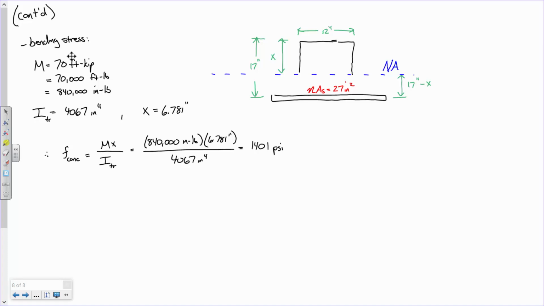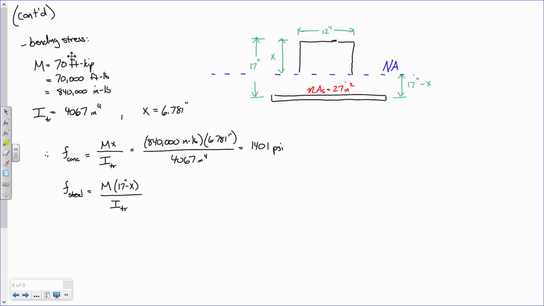Now, what would be the stress in the steel? How would you do that? My over I. Tell me what to write. M is going to be the same moment, right? What's the y? It's 17 minus x, over I_TR. Does that make sense?